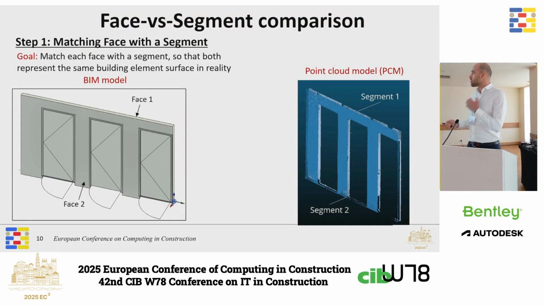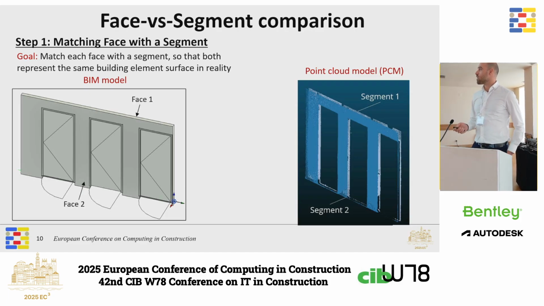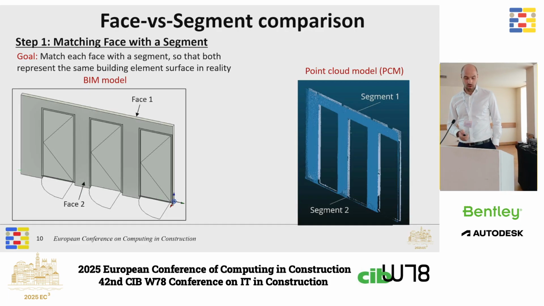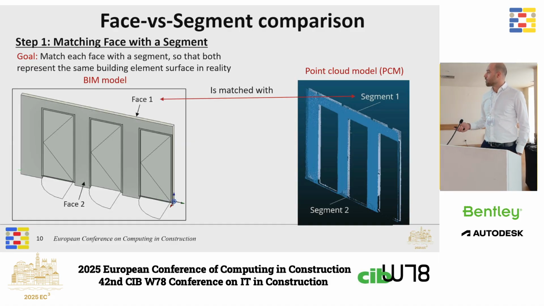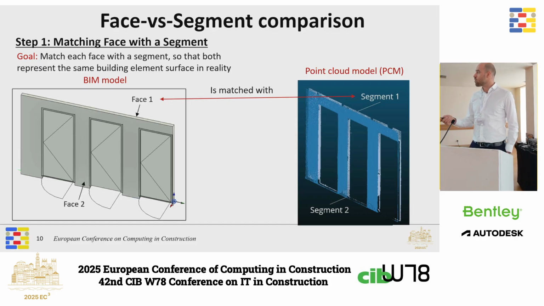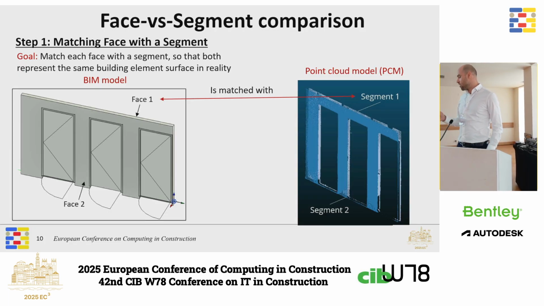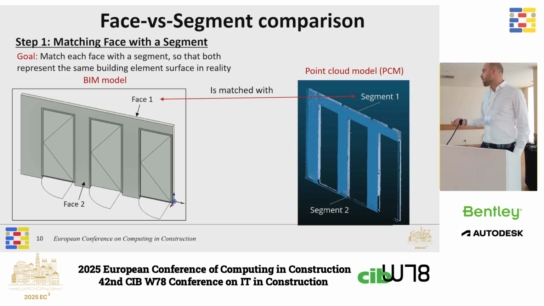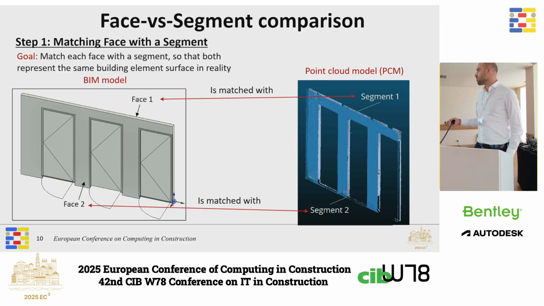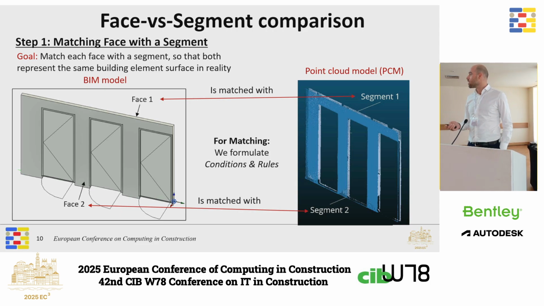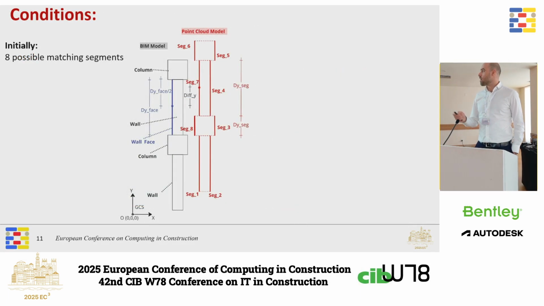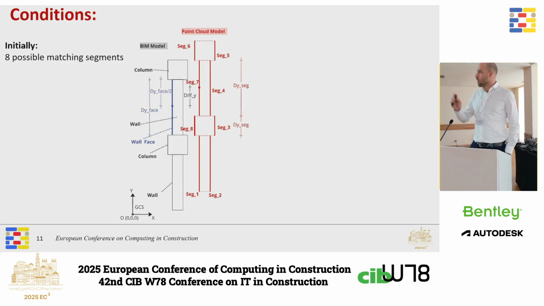In the first step, the goal is to match each phase with a segment so that both represent the same building element surface in reality. So phase 1 from the BIM model should be matched with segment 1 from the point cloud model, and phase 2 should be matched with segment 2 from the point cloud model. To govern this process, we formulate conditions and rules. There are many conditions and many rules that we have formulated, but we'll see only one now.